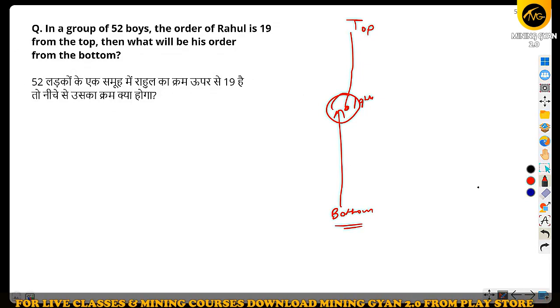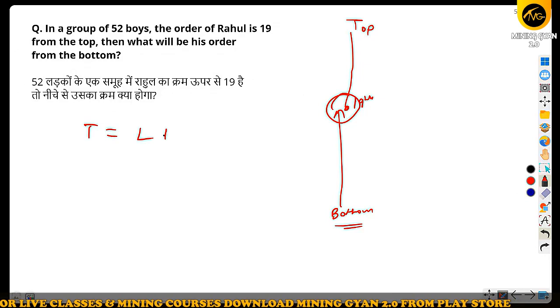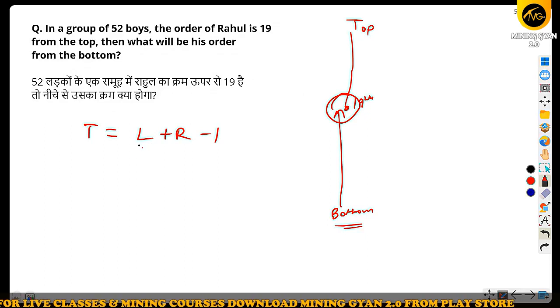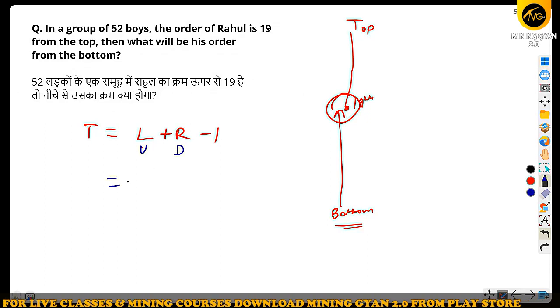Okay, again we have to use the same formula, like total is equals to left plus right minus 1. Because t is the total, that's why I am using the left and right. It's totally on you. You can use up and down for the left and right condition.